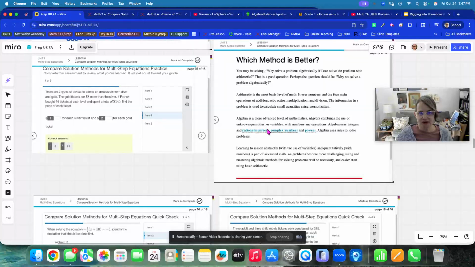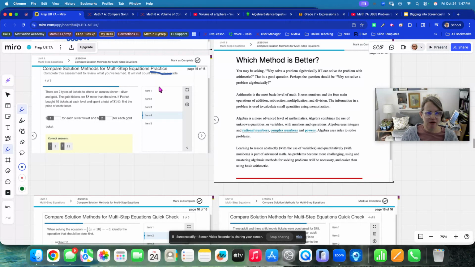And so they say here, why solve it algebraically if I can just do the math? We're using it for higher math so that we're better at it when we get there, for 8th grade and high school math. But also it's just a little more systematic. I think you're a little bit more clear on why you're doing what you're doing when you make an equation. So let's look at a problem together.